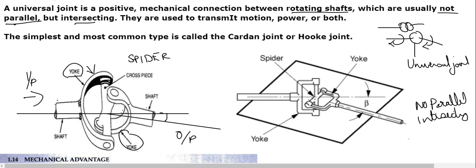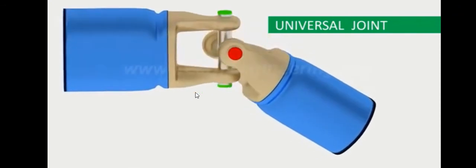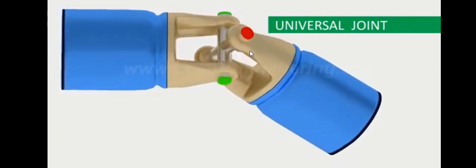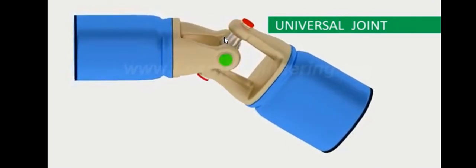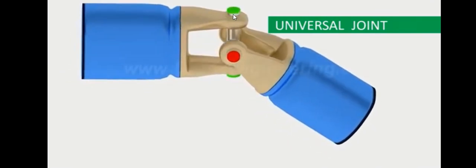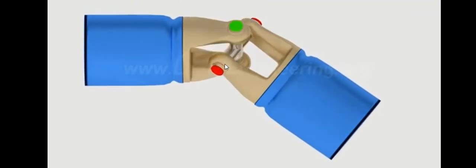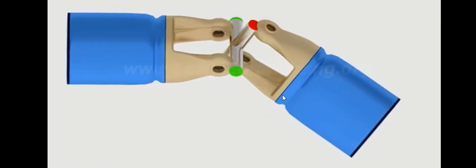Okay, so we will just see a video of how this shaft works, how this joint works. This is a basic view of a universal joint. So if this shaft rotates, that shaft also rotates. You have to notice that this cross member or this spider actually rotates. You see the two shafts are rotating at a different angular position.